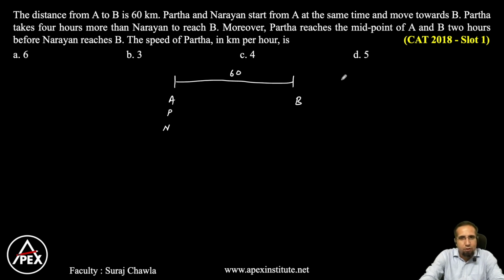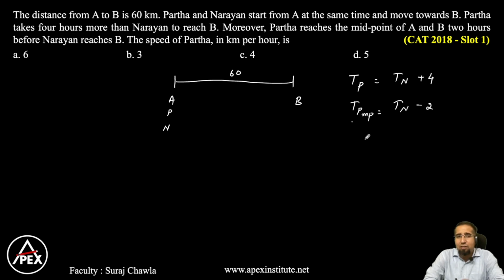So, what am I given here? I'm given that the time taken by Bharat is 4 hours more than the time taken by Narayan. This is the first equation statement. Now, moreover, Parath reaches the midpoint of A and B 2 hours before Narayan reaches B. That means the time taken by Parath, let me write the second equation here. The time taken by Parath to reach the midpoint, okay, let me write MP, is equal to 2 hours before the time taken by Narayan to cover the distance AB.